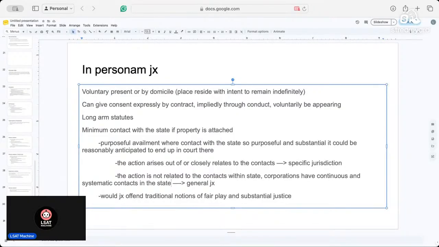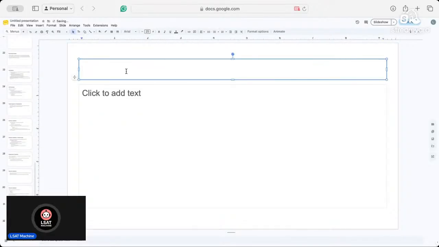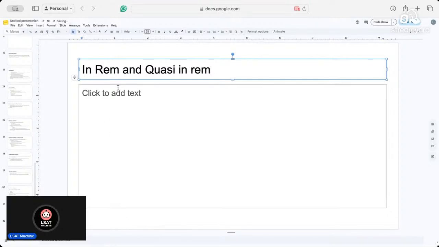Okay. Now, what about when they are bringing you to court over things? So not because of something that you did, but like a piece of property. So you could have in rem jurisdiction and quasi in rem. All right, I do remember this from property.